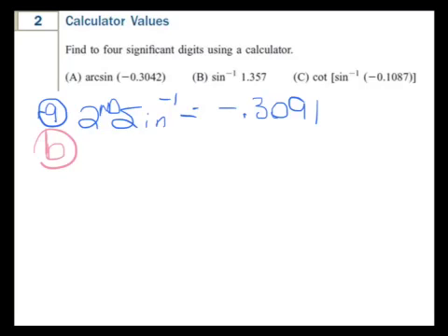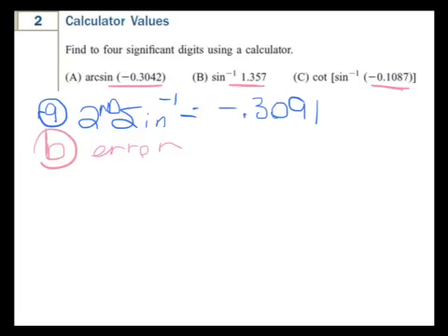All right, let's do B. Okay, now the only thing you really have to worry about are these values right here. You have to make sure that they're within range. Okay, so when we look at this next one, 1.357, that's your y value, which needs to be between -1 and 1, and it's not, therefore you're getting an error.